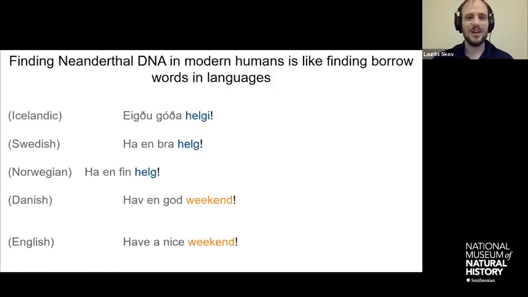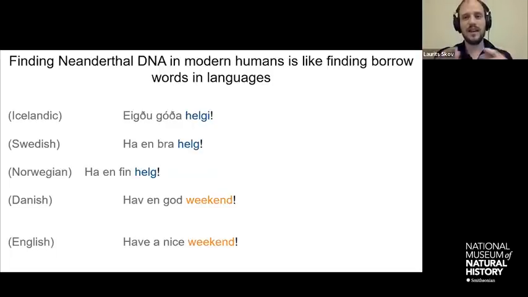Now you can go to the next slide. So this was shifted a bit, but just to show you how we find this Neanderthal DNA in our genomes. And I find that a helpful way to think about it is to think about languages. So our genomes are languages, and Neanderthal DNA would be like borrowed words. So here I'm showing you 4 Scandinavian languages: Icelandic, Swedish, Norwegian, and Danish. And you can see that they are quite similar, and especially the word weekend. This sentence is "have a nice weekend," and you see that Danish is the odd one out here. That's my language, and so Danish uses weekend, which is a borrowed word from English.